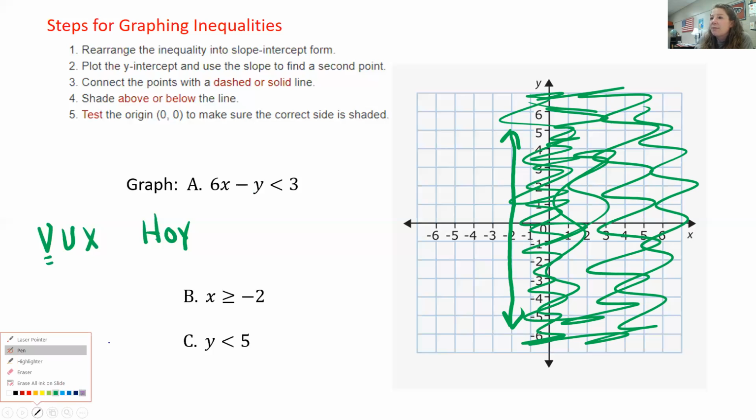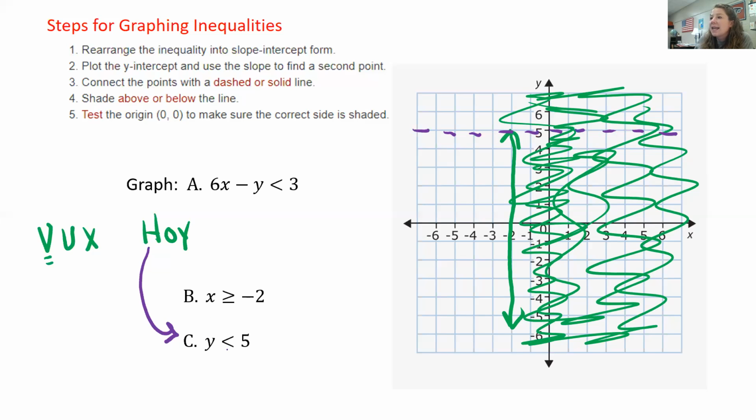And then letter C, let's just change colors. I'm not going to erase all that, but this is a horizontal line. And it's not going to be a solid line. It's going to be a dashed line. So we're going to go up here to 5 on the x-axis, and we're going to make a horizontal line all the way across.